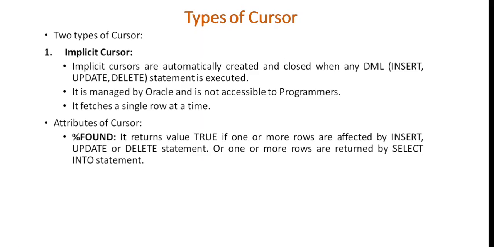So first attribute is %found. Okay, these attributes are used as a postfix to cursor name. So %found is an attribute which returns a boolean type of data, either true or false. So %found returns true value if one or more rows are affected by insert, update or delete statement.